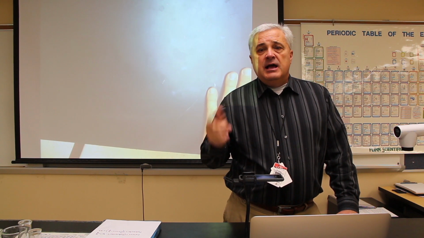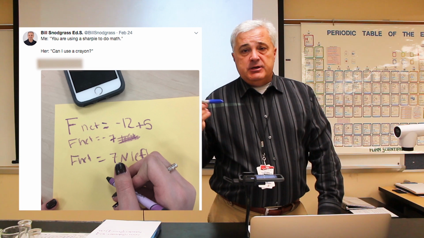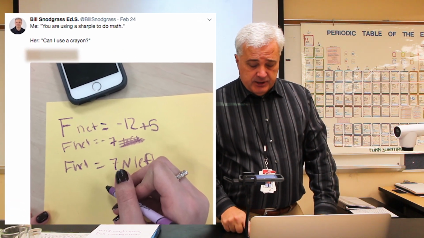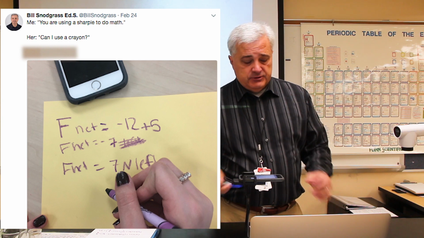So grab a piece of paper and a pen, get your calculator if you want to follow along, or just sit back and chill. I'm going to get a paper and a pen. I'll be right back. All right. I'm going to use a Sharpie because it shows up better, not because it's a good idea to do math with a Sharpie.